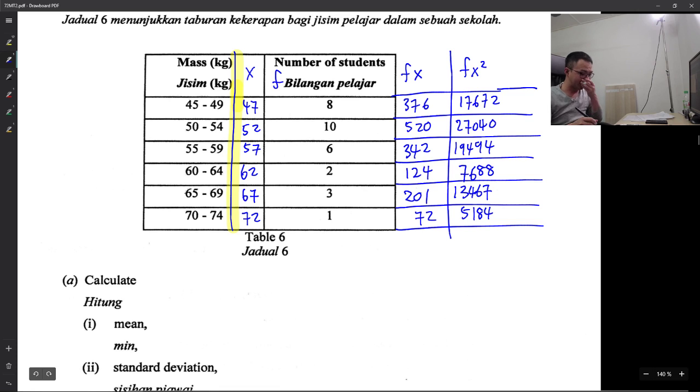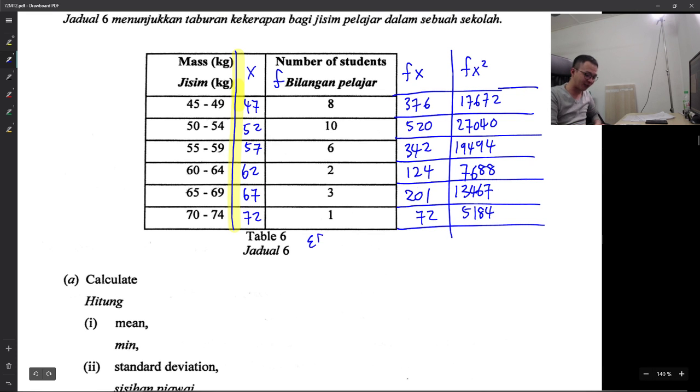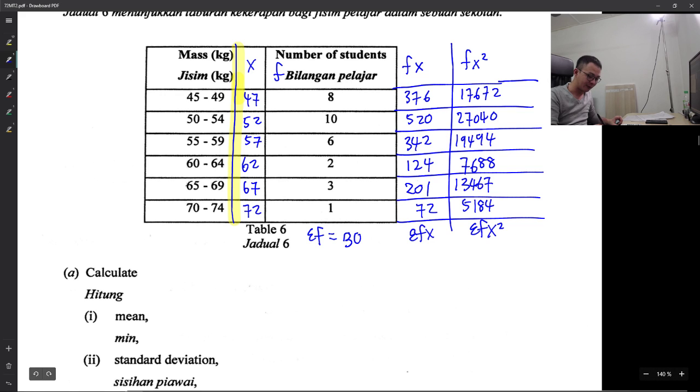Alright, so over here, you need to find a few things. First thing, you need to find sum of f. Then you need to find sum of fx. Then you need to find sum of fx squared. Alright, sum of f is very simple. 8 plus 10 plus 6 plus 2 plus 3 plus 1. So you get 30. 30, alright?